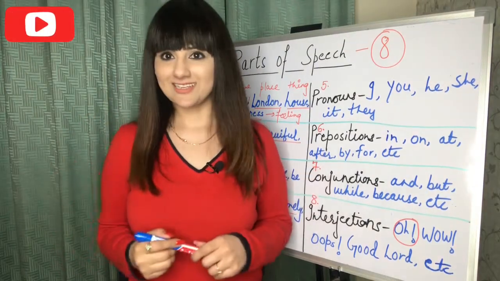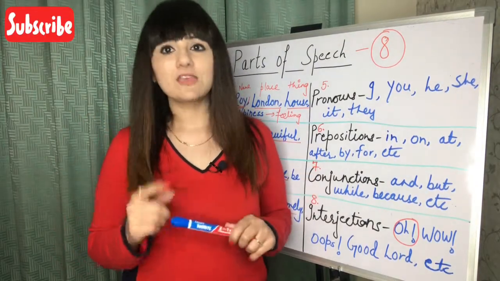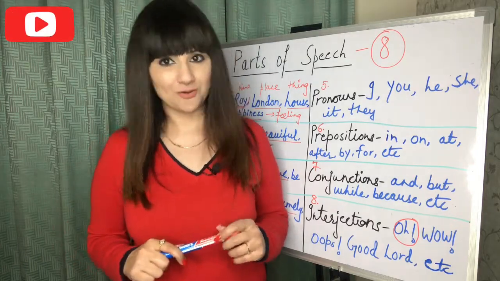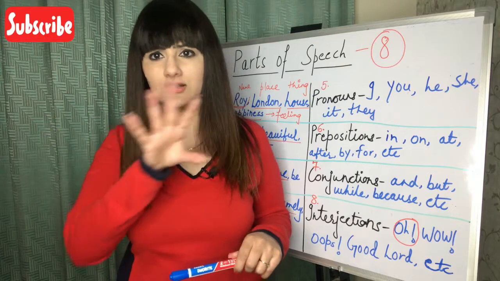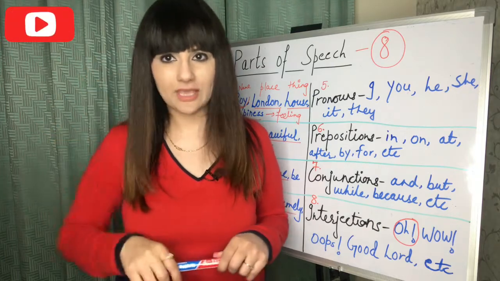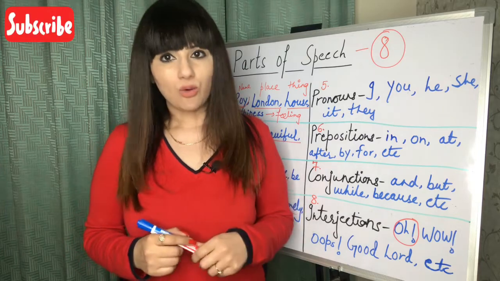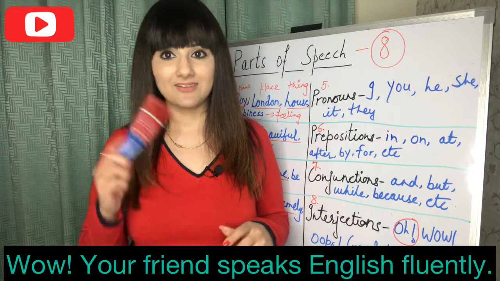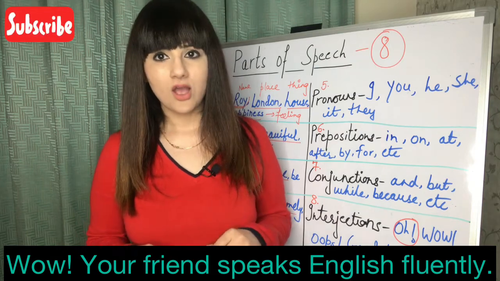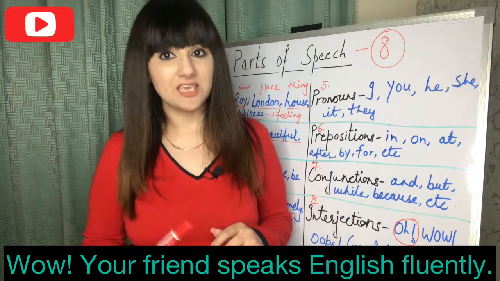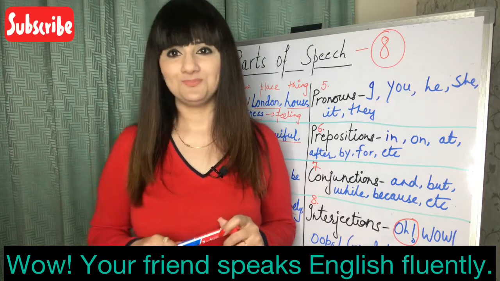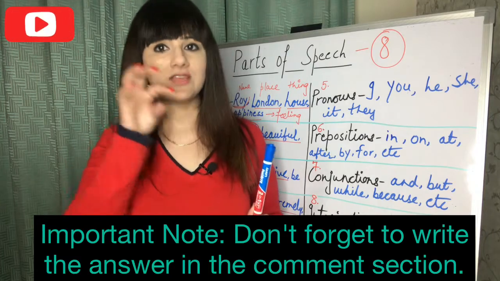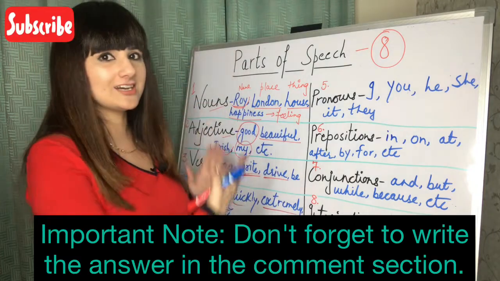Now, time to practice. Here I'm going to give you a sentence. You need to find out the parts of speech. Just write down the name of that part. Wow, your friend speaks English fluently. I repeat. Wow, your friend speaks English fluently. Just write down the name of each part which we have learned today.